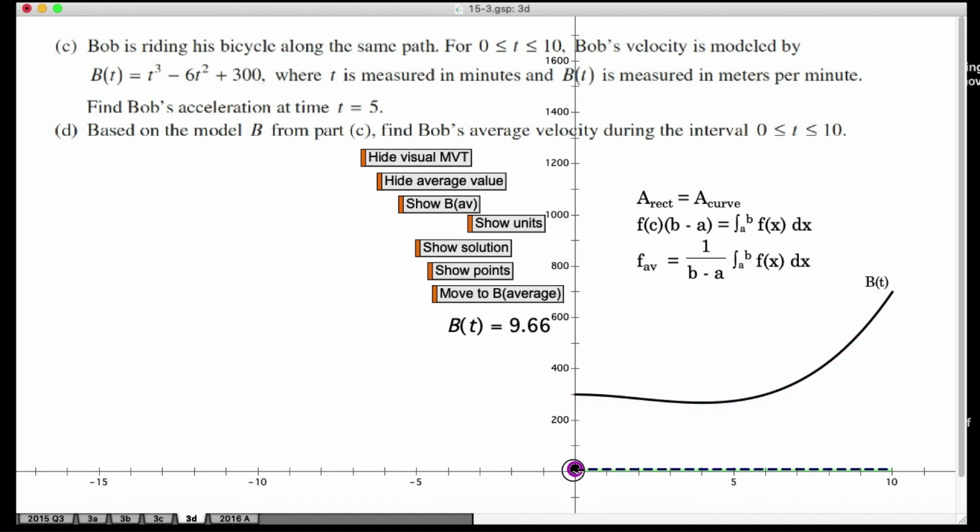Okay, so let's go see how we do this now. So now let's apply this formula. We want to know the average value of the velocity.